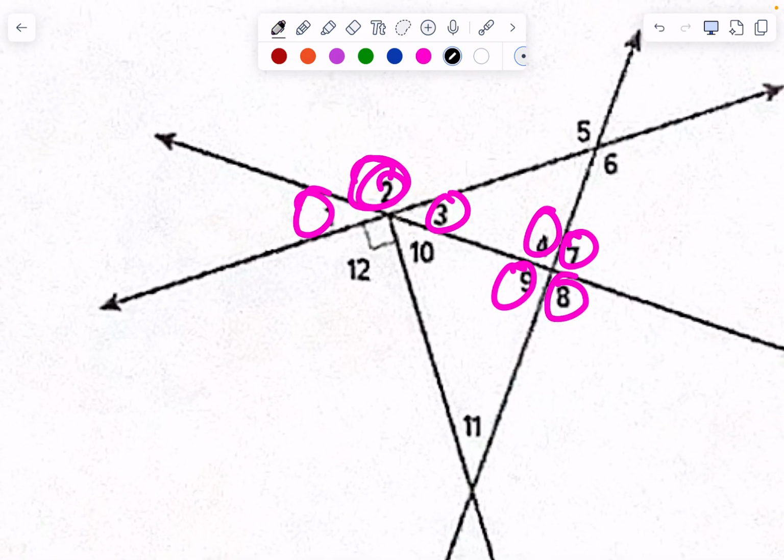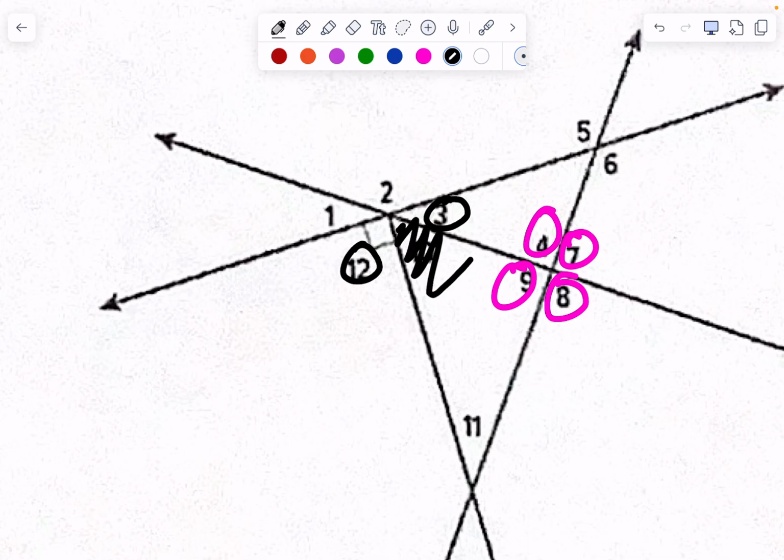No, because they have to make a straight line. Like this isn't a straight line. That makes sense? Would 3 and 12 work? No. 3 and 12 have to share a side. If they're a linear pair, they have to be supplementary. They have to add up to 180. Because that 10's there, it screws everything up.